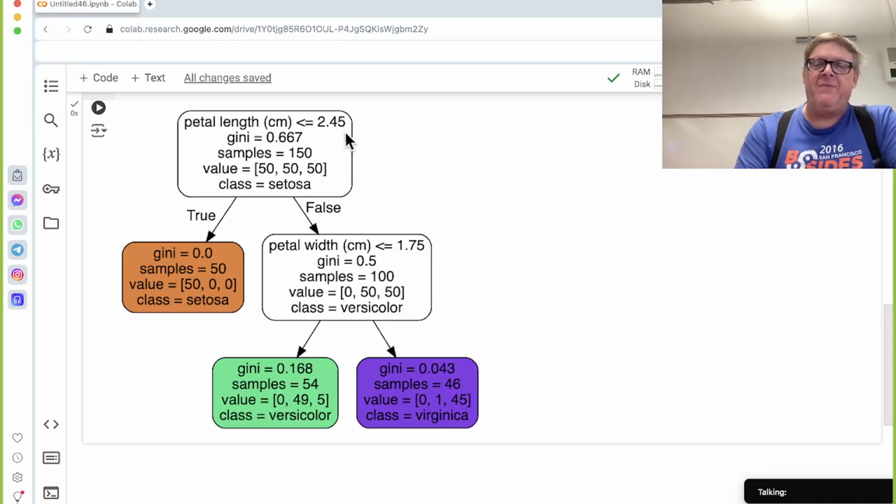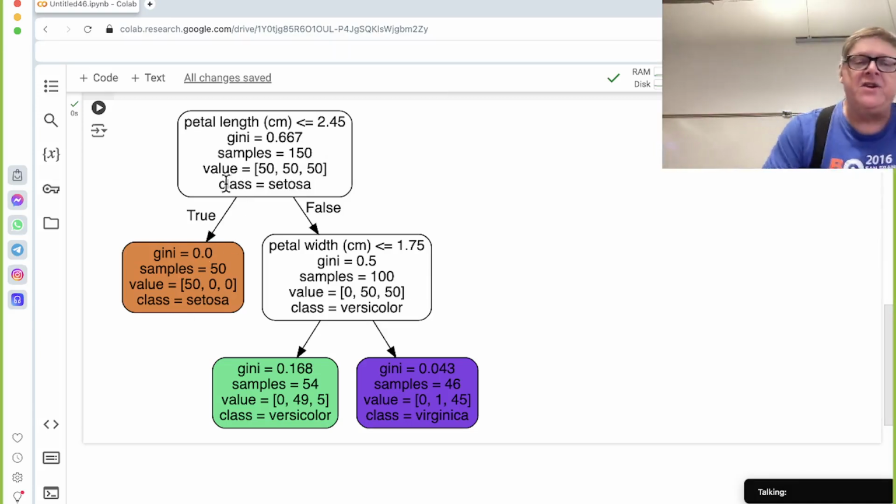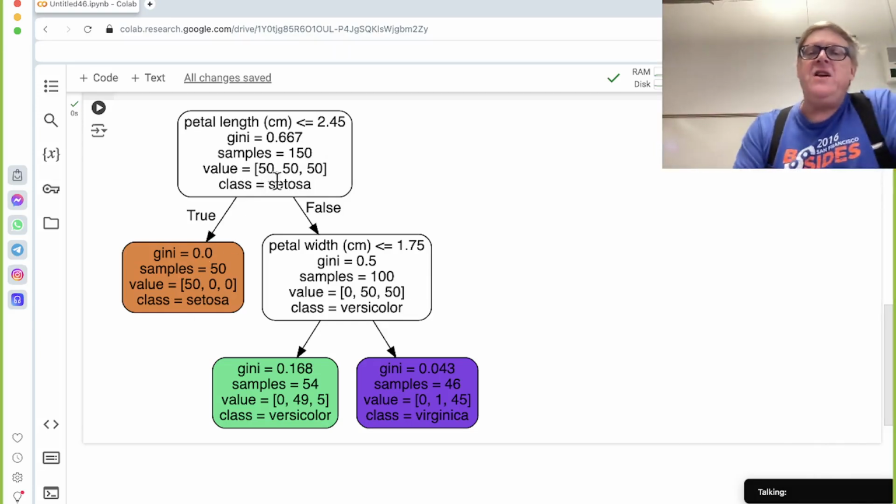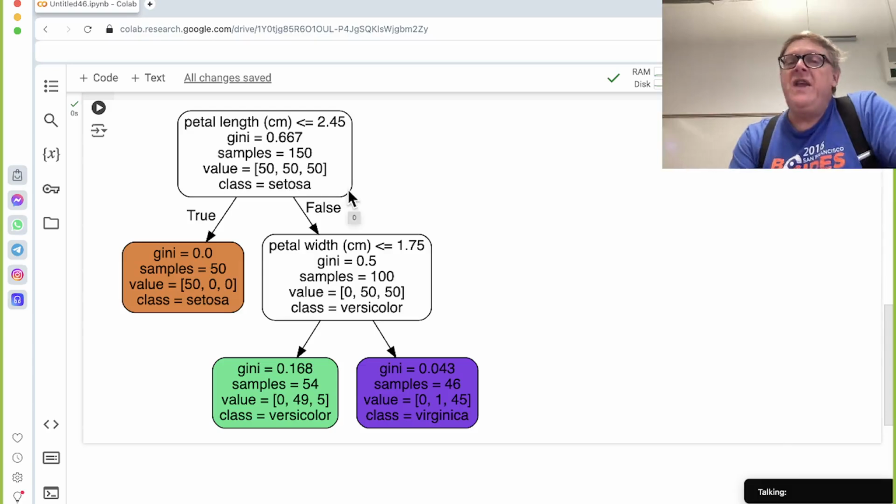And so if the petal length is less than 2.45, you start with 150 samples here. And the ones less than or equal to 2.45 are over here. And this is the distribution. Your original data set is 50 of each category. And there's a thing called the Gini impurity here, which is like a measure of entropy. That is how impure the data is here. A high number means you haven't really separated the data very well.